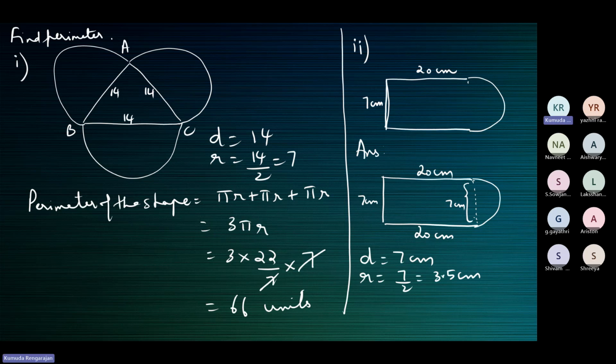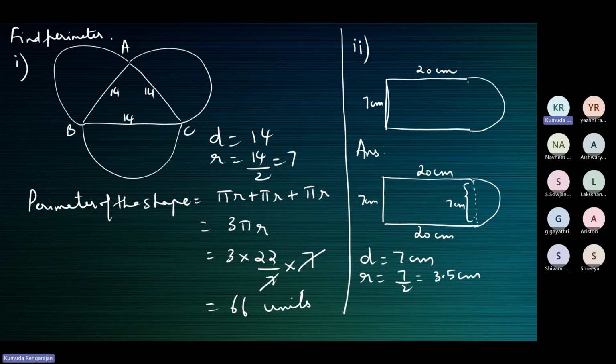Fill in the blanks. Perimeter is equal to 20 plus 7 plus 20 plus dash. Pi r. 20 plus 7 plus 20 plus pi r, because that's a semicircle. We should not take into account the length of the diameter. That is inside the figure. You just need to go along the boundary.